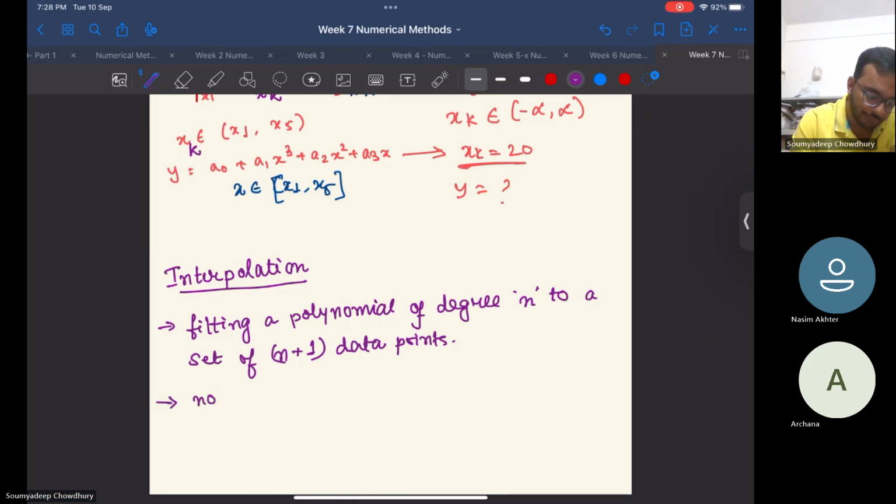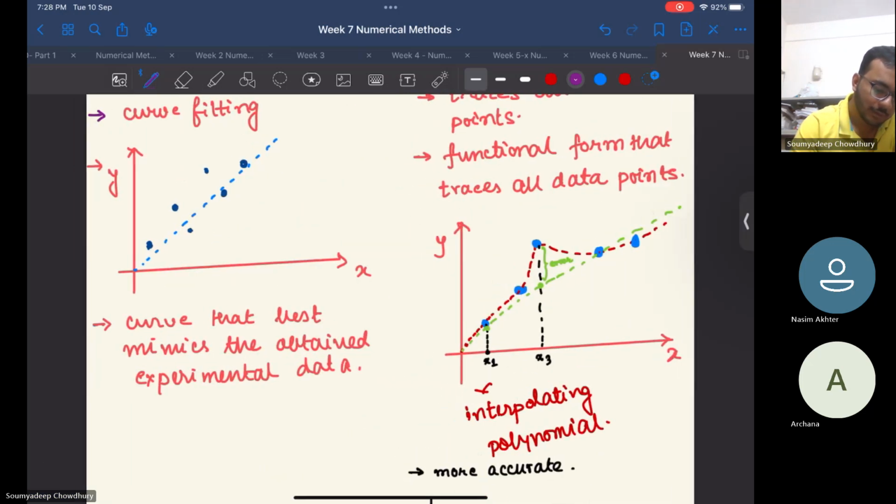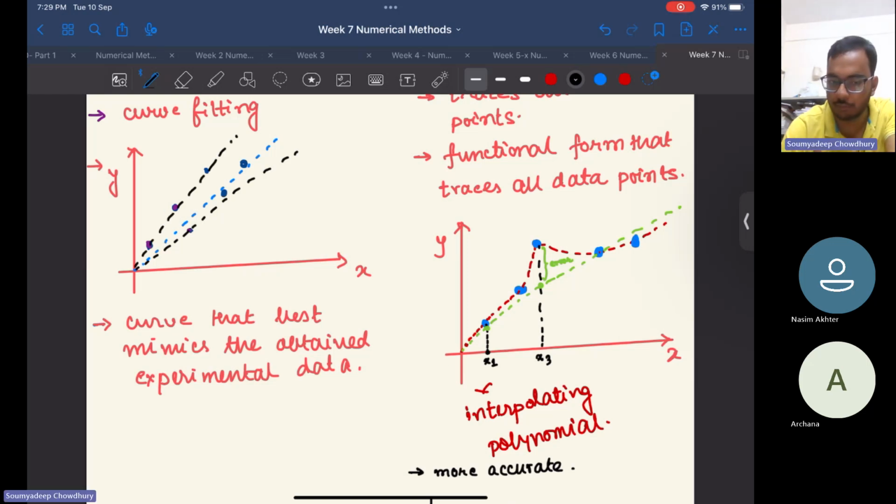So here, unlike regression, there are no degrees of freedom. What do you mean by degrees of freedom? Basically, if you look at this curve, these are the data points, right? In regression, there can be multiple lines. This is one blue line I have drawn. Another line can be like this. Another line can be like this, right? The error will be minimum for only one line, but there can be multiple lines which best represent that data.